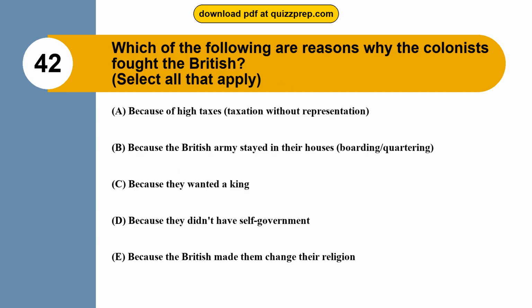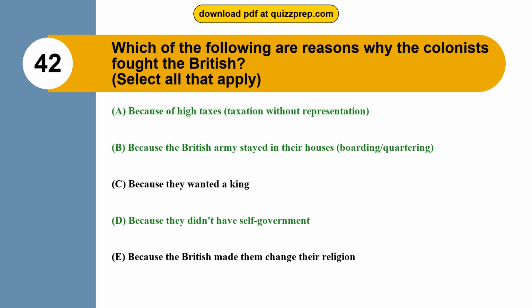Question 42. Which of the following are reasons why the colonists fought the British? Option A. Because of high taxes, taxation without representation. Option B. Because the British Army stayed in their houses, boarding/quartering. Option C. Because they wanted a king. Option D. Because they didn't have self-government. Option E. Because the British made them change their religion. The correct answers are options A and B and D.